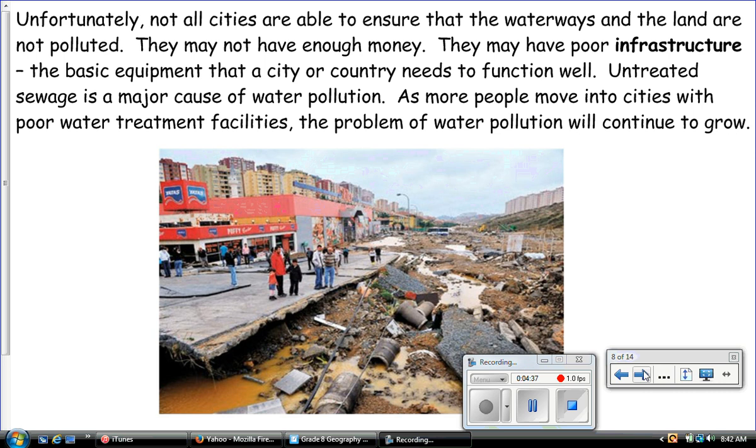Unfortunately, not all cities are able to ensure that the waterways and the land are not polluted. They may not have enough money. They may have poor infrastructure. That's the basic equipment that a city or country needs to function well. Untreated sewage is a major cause of water pollution. As more people move into cities with poor water treatment facilities, the problem of water pollution will continue to grow.